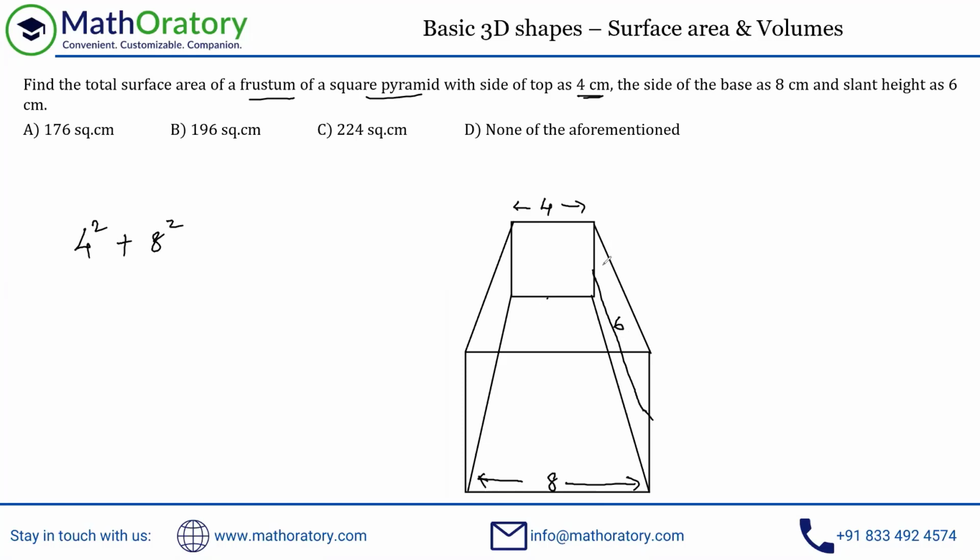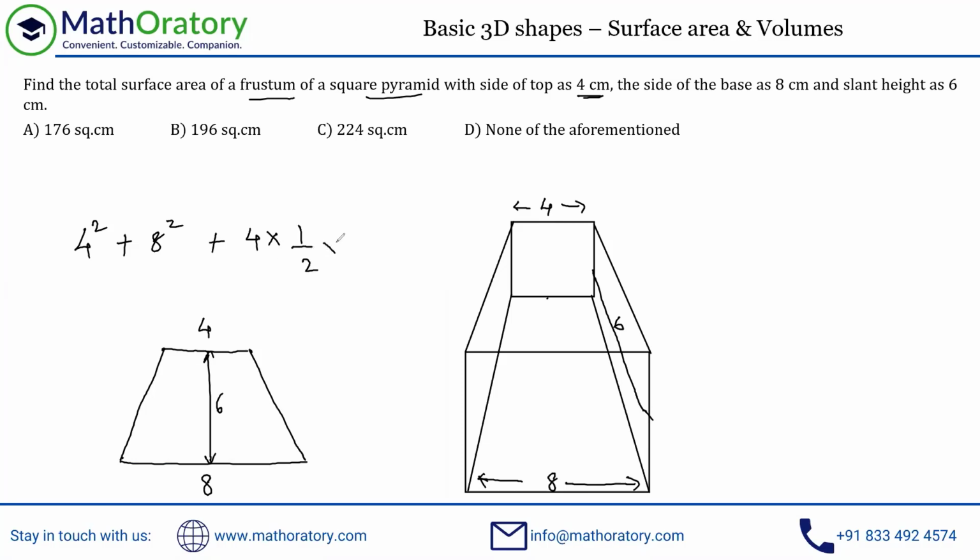And if you try to visualize the slant surfaces that you have, they will be trapeziums, right? You can look at the front one; that might be a little easier to understand. You'll have 4 centimeters here, 8 centimeters here, and this slant height is nothing but the distance between the parallel sides. You have 4 of these trapeziums, and each of these will have an area of half into the sum of parallel sides into the distance between the parallel sides. So just use this and you'll get the answer.